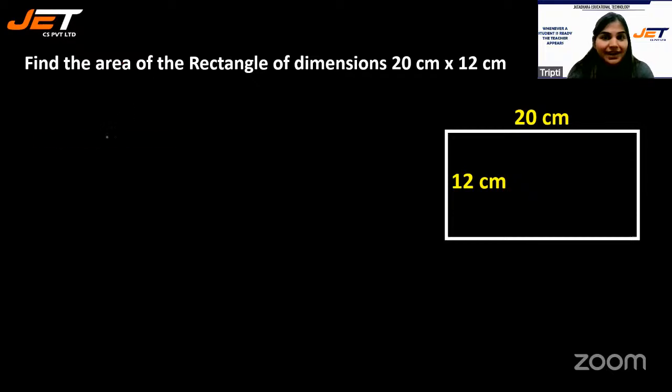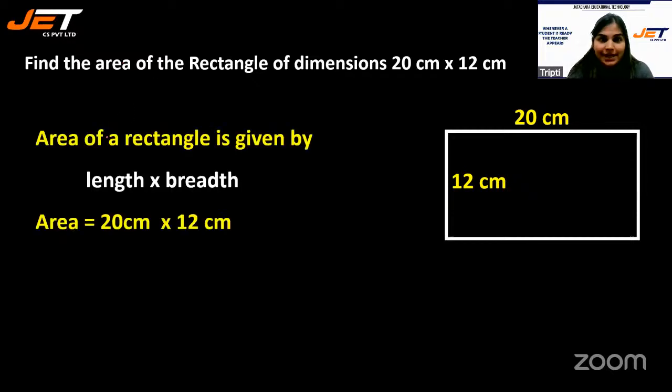So here, 20 times 12. Length times its breadth, 20 times 12, 240 centimeters square is the answer. 240 centimeters square is the answer. Okay.